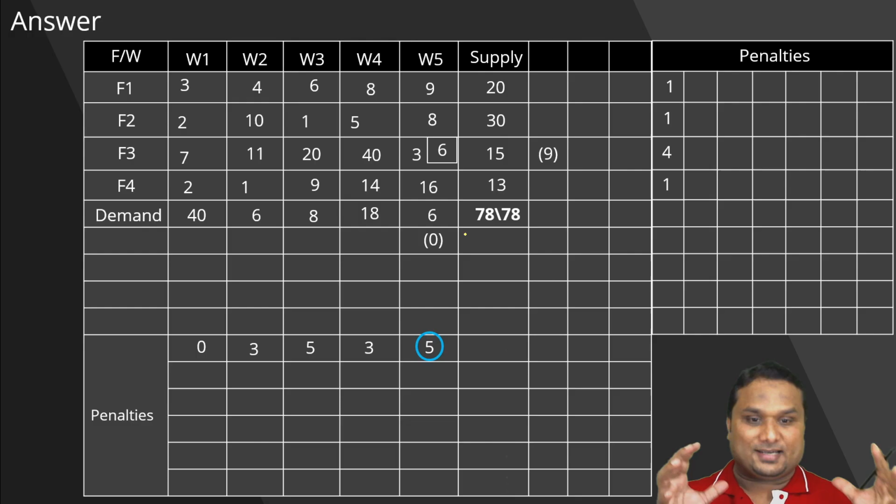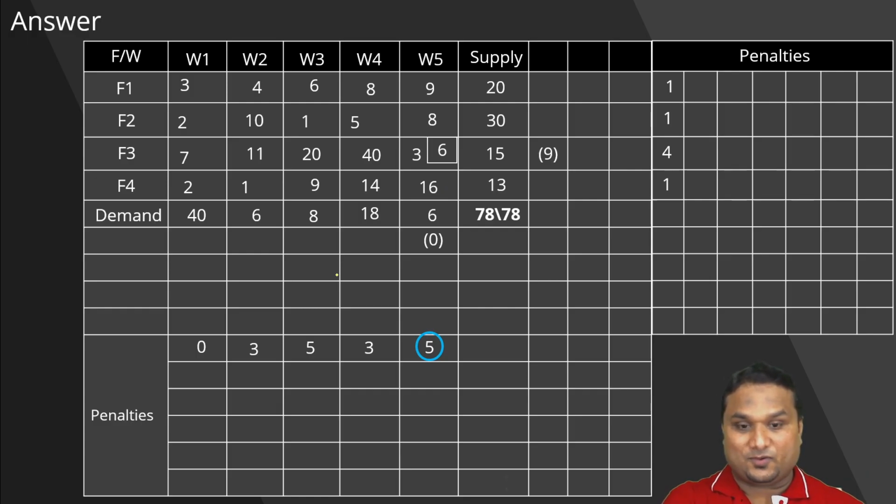So which part got 0? This part got 0. So this means warehouse 5 does not receive any item from factory 1, not any item from factory 2, and not any item from factory 4. So once one part gets to 0, all the remaining values must be cancelled. So 16 is cancelled, 8 is cancelled, 9 is cancelled. So we have done the first step.